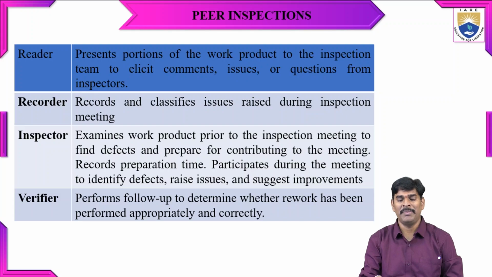The inspector will examine in detail the various types of work products. In the inspection meeting they identify the defects or bugs, prepare for and contribute to the meeting, and record the preparation time. This is a very important role, recording how much time they have spent identifying the bugs and improving the quality of the product. And the meetings will check the different types of identified defects, raised issues, and suggested improvements made during the inspections.